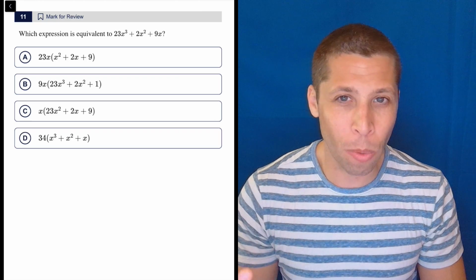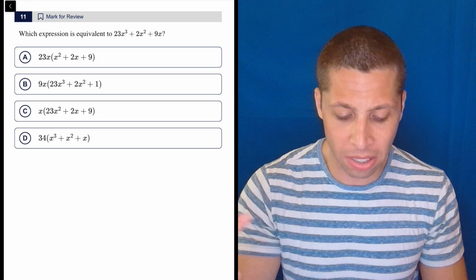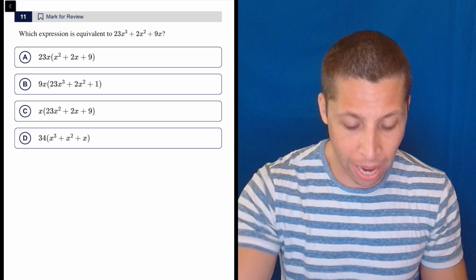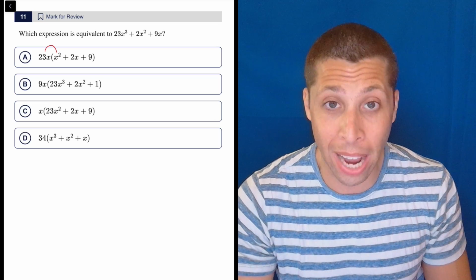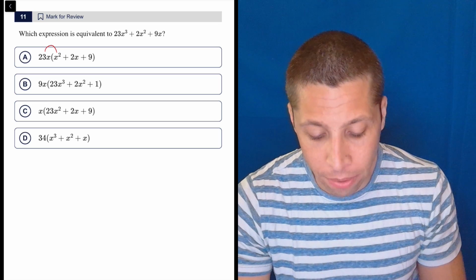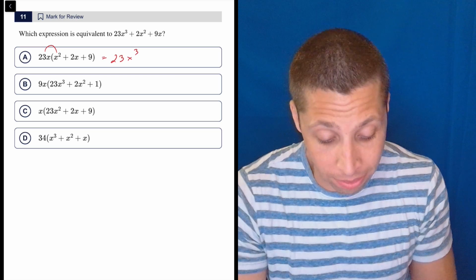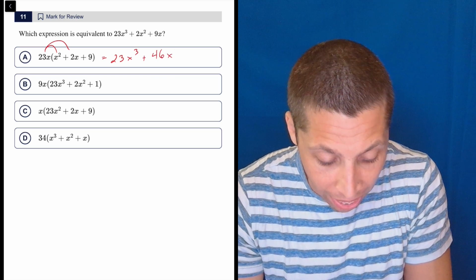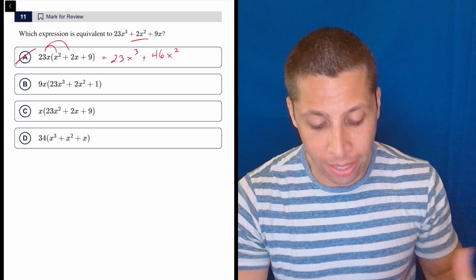So my brain here wants to pick the path of least resistance, which is to look at the answer choices and just see if I multiplied and distributed, would I get what I'm supposed to get, right? So if I distributed this 23x to the x squared, I would in fact get 23x cubed. So that looks good so far. If I continue, I would get 46x squared. No, gone. Right, so I'm just doing it like that and seeing what I get.